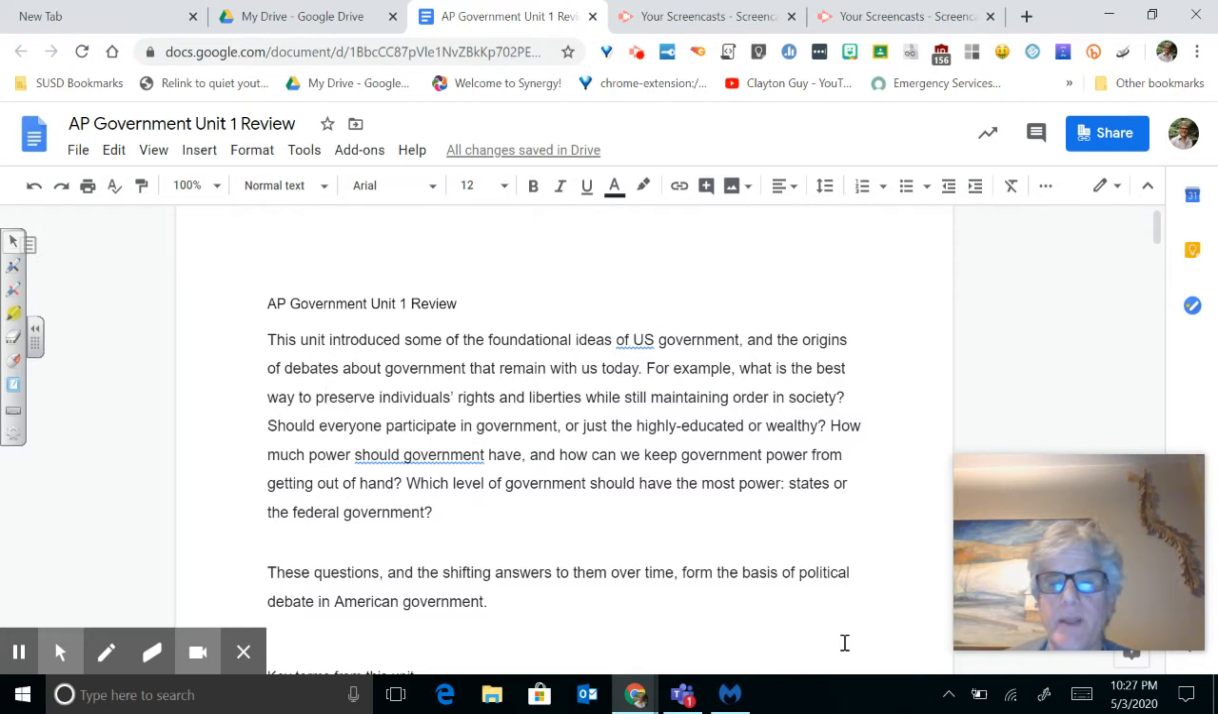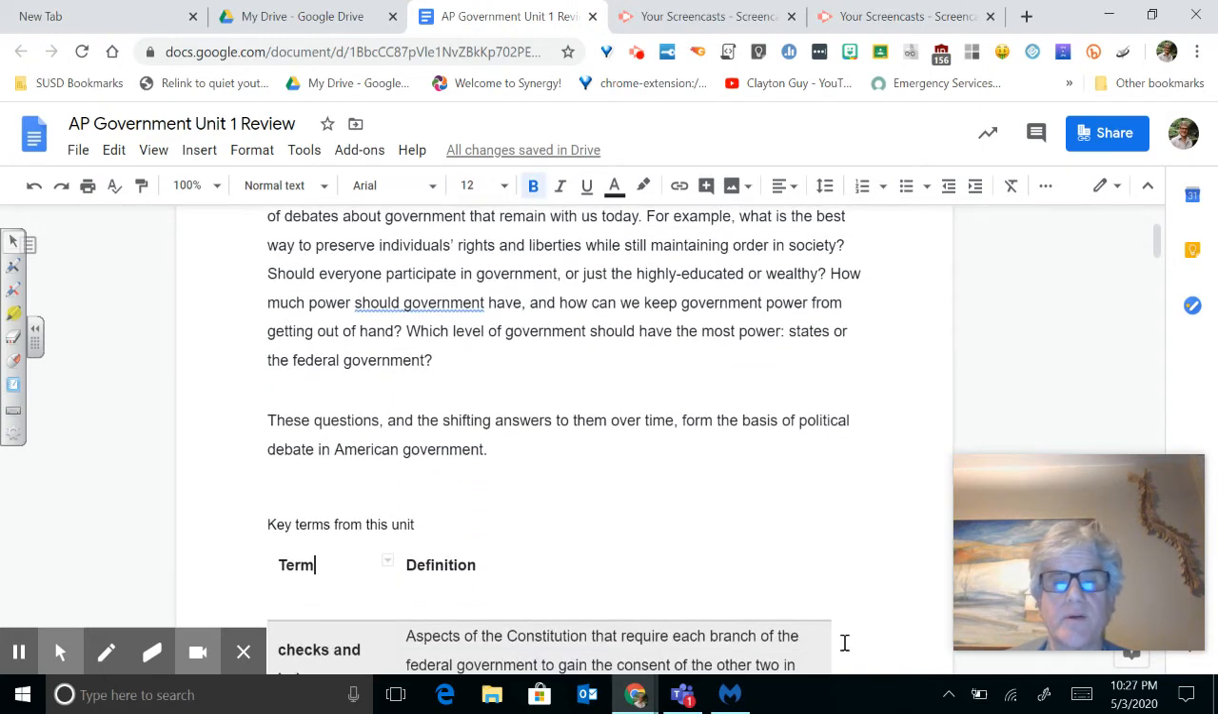Should everyone participate in government or just the highly educated or wealthy? How much power should government have? How can we keep government power from getting out of hand? Which level of government should have the most power, states or federal government? These questions and the shifting answers over time form the basis of political debate in American government. Now I'm going to go over key terms for this unit.